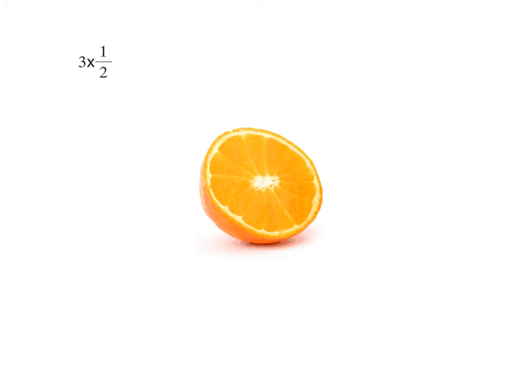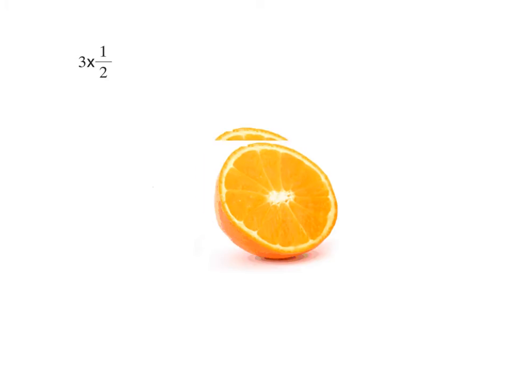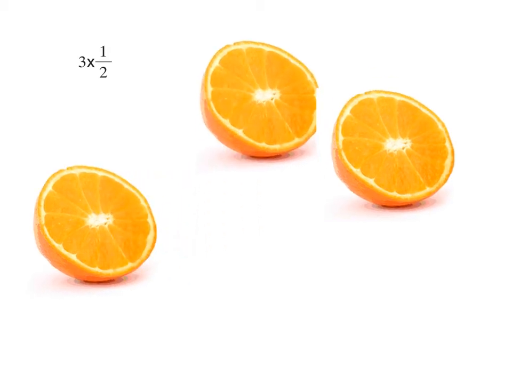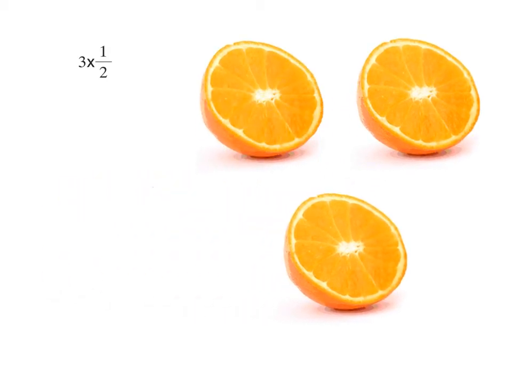So 3 1/2s, I'm going to look at orange slices. So I've got 1, 2, 3 orange slices, and they're all half. So here's half an orange. We've got 1/2 orange here, another half of an orange here, and another half of an orange here. My equation says that I should have 3 groups of 1/2, which is what I have.